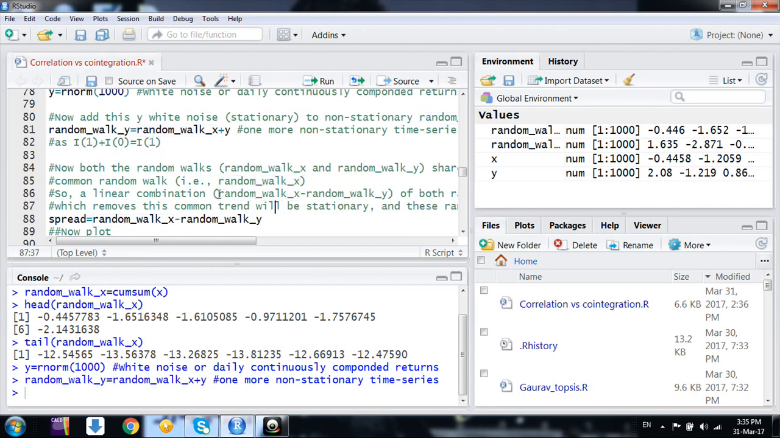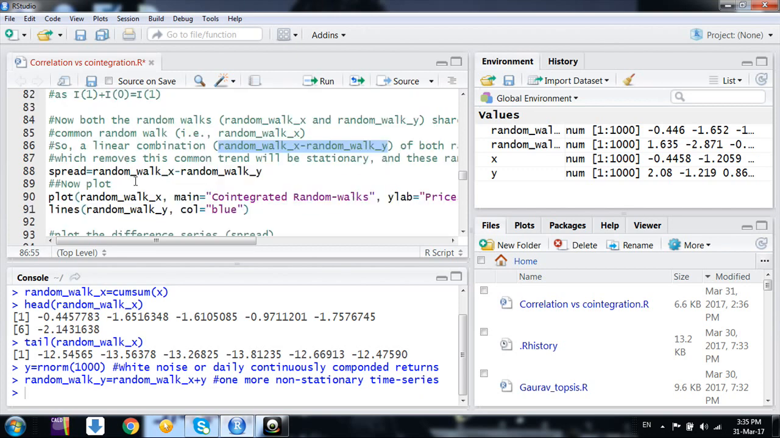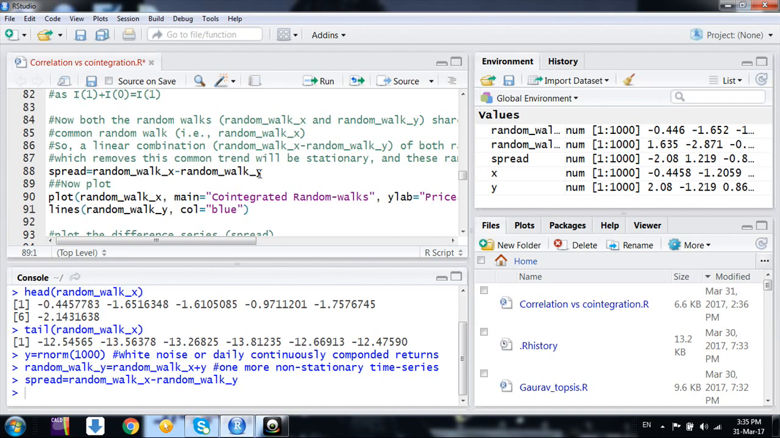So if we identify a spread like this, random walk x minus random walk y, suppose we generate a series of the difference between both of them, this spread should be stationary. This is a linear combination with weights 1 and minus 1. If we subtract random walk x from random walk y, we get a different series, the spread. If it is stationary, we can say the spread is constant over time, and both series are sharing a common trend and they are co-integrated.